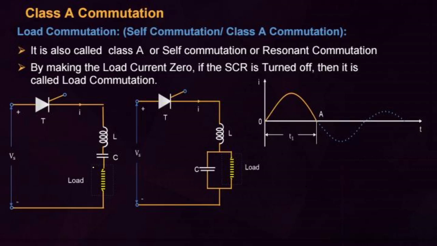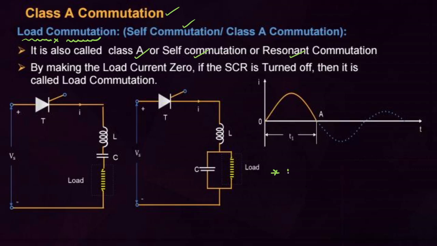Some important formulas, I told already. Class A commutation is also called self commutation or resonant commutation. That is nothing but load commutation. By making the load current zero, the thyristor is turned off. That means to make the load current zero, the circuit must be underdamped.